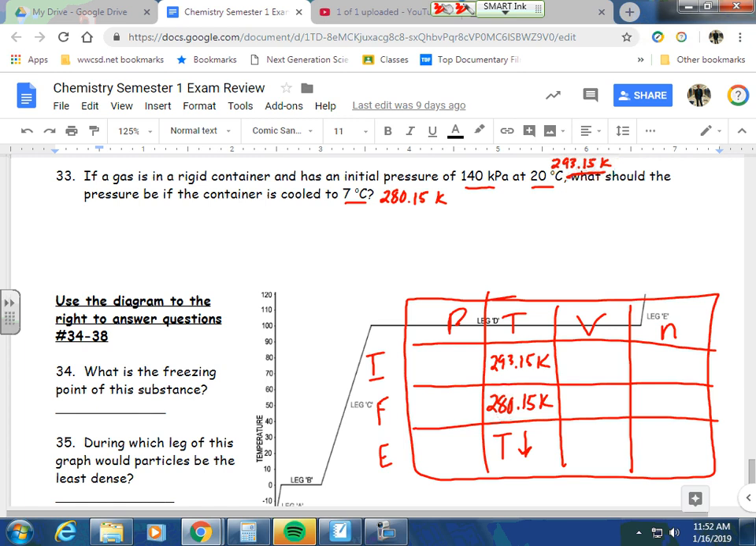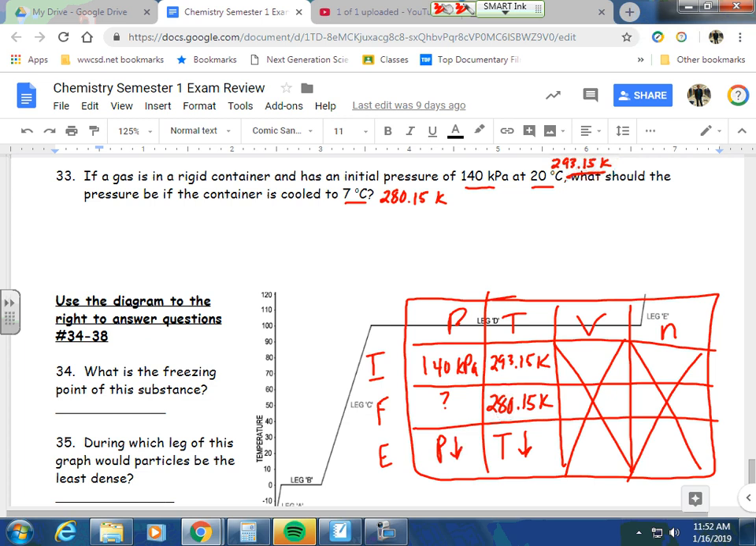All right, I have an initial pressure of 140 kPa. The volume is staying constant. It's in a rigid container, and we're not talking about the amount of gas, so I can ignore those two columns. What is the new pressure? Okay, so pressure and temperature in a non-flexible container. I'm cooling it, which means the particles should be moving slower, hitting the sides of the container less often, which means the pressure should be going down.